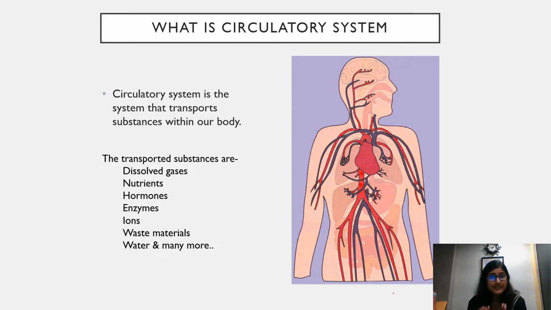The circulatory system is the system of transportation of substances from one place to another within our body with the help of blood. Okay, and the transported substances are dissolved gases like oxygen and carbon dioxide, nutrients, hormones, enzymes, ions, waste material, and water, and many more.